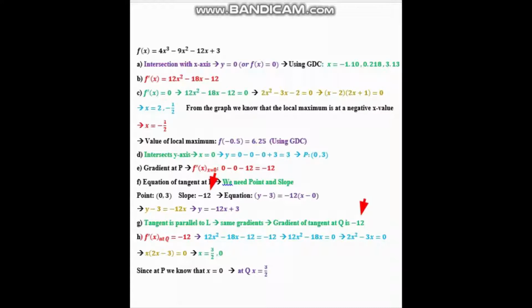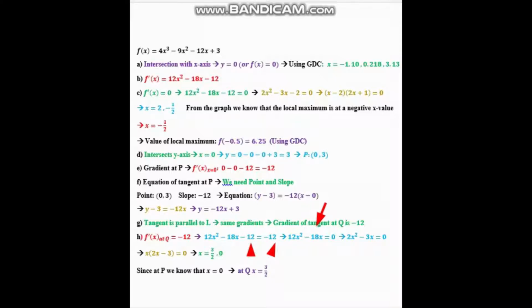Next, I want to find the x coordinate of Q, and I do so using the information I obtained in G, which is the fact that the gradient is negative 12. Hence, f dash of x equals negative 12. So I equate this function to negative 12 and I attempt to solve this equation. So 12x squared minus 18x equals 0. I simply took this negative 12 to the other side as positive 12, so they cancelled out.